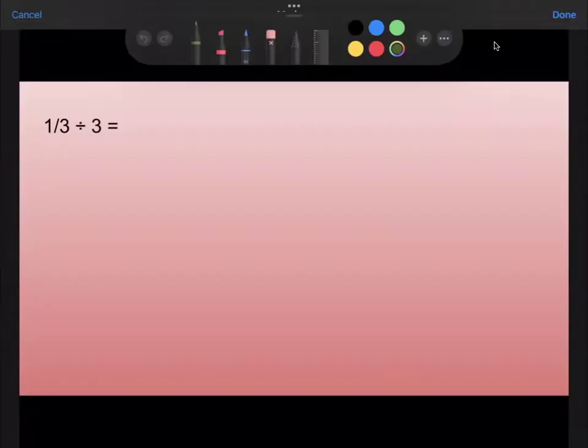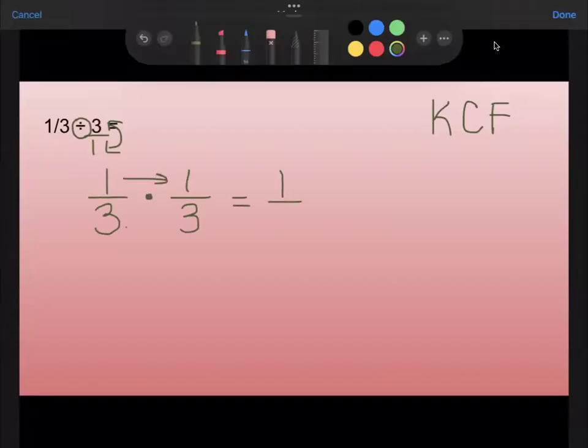Here's our next one. We're going to take 1/3 and divide it by 3. And again, we're going to use keep, change, flip. So I'm going to keep the 1/3 the same. I'm going to change from division to multiplication, and I'm going to flip 3 around. But first I need to make it a fraction. To make the whole number 3 into a fraction, I would put it over 1. And now I can flip it around so that it becomes 1/3. Then I would just need to multiply the numerators. 1 times 1 is 1, and multiply the denominators. So 3 times 3 is 9. So the answer to this is 1/9.